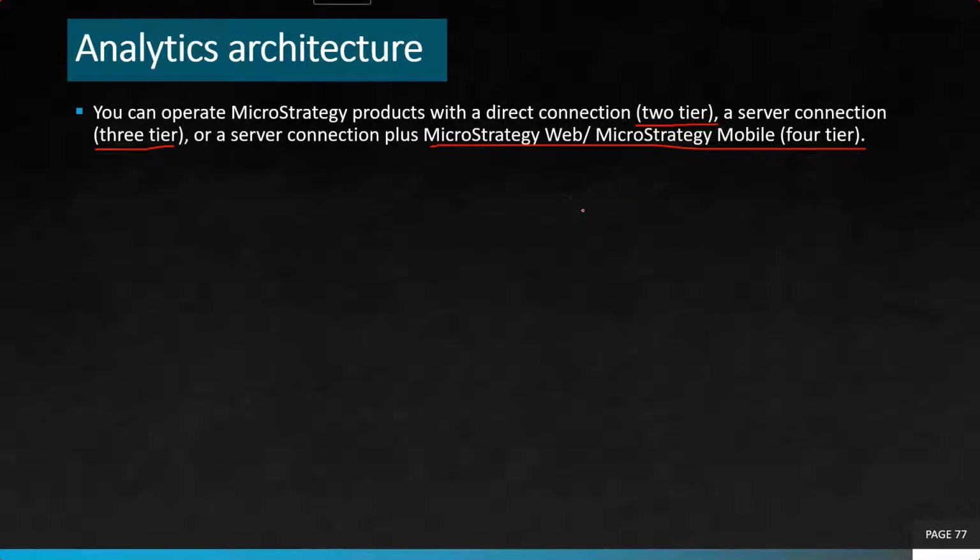The third option is the four-tier. Four-tier is where you have your developer on its own server, your intelligence server on its own server, and your web server on its own server. It's a fully distributed environment.